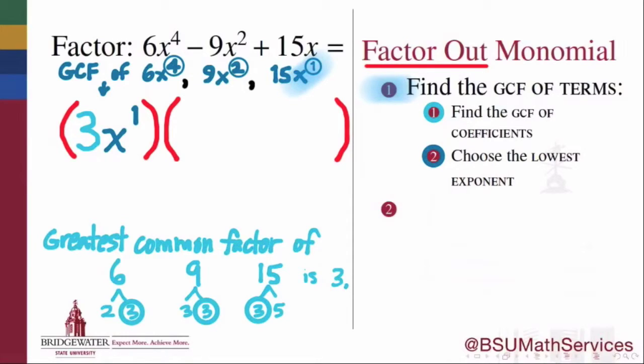So at the end of this process so far, we've discovered that the greatest common factor of the three terms 6x to the fourth, 9x to the second, and 15x to the first is an expression whose coefficient is 3, which is the GCF of 6, 9, and 15, and whose variable factor is x to the power 1, because that was the lowest exponent on the powers of x in our terms.